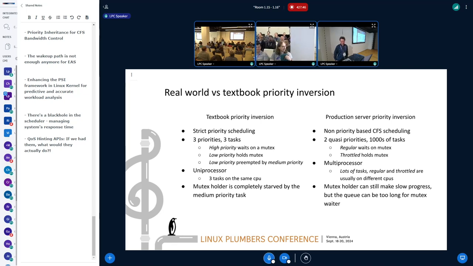Just to add on, it's not just global locks. Even on PREEMPT_RT, you have read-write locks where you can do priority inheritance, and we're having problems with CFS throttling because it just breaks RT.